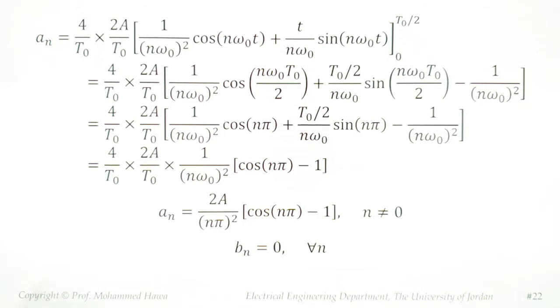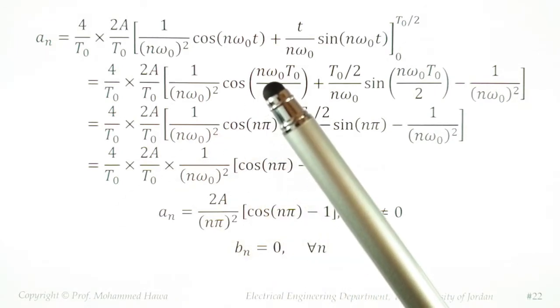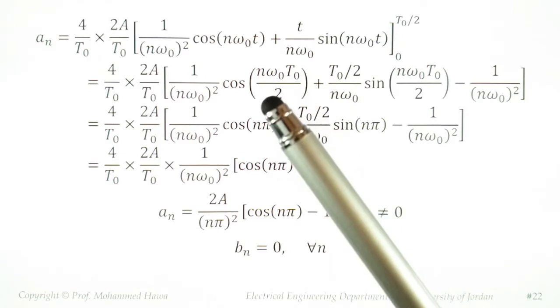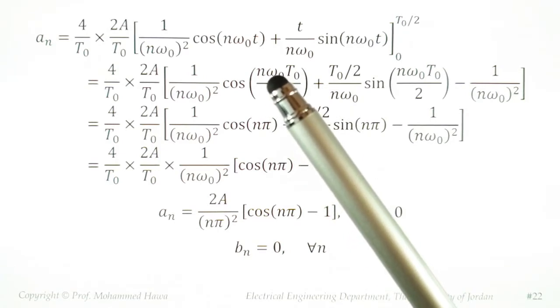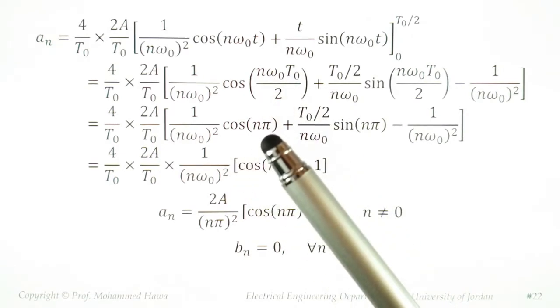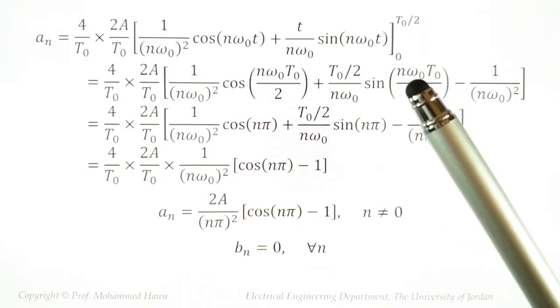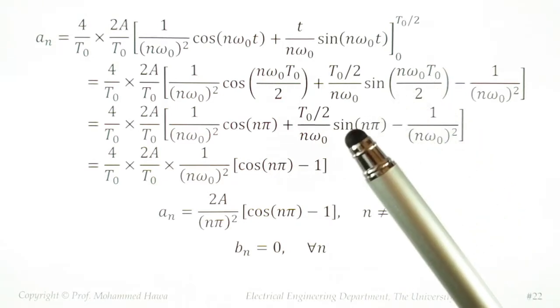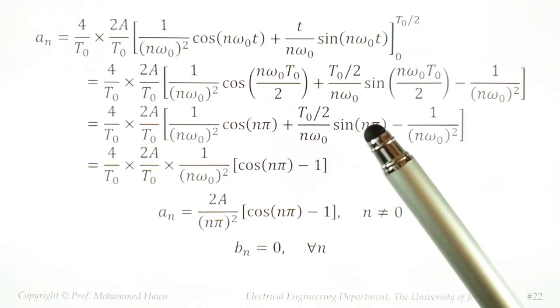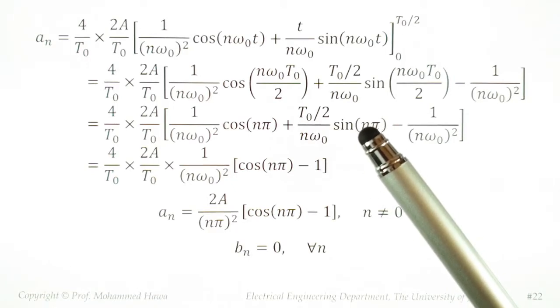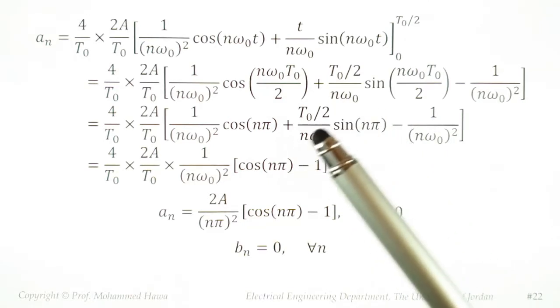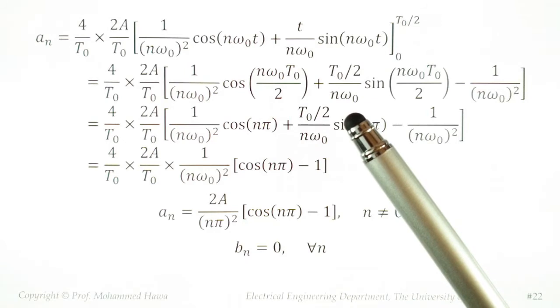To simplify even further, remember that omega naught is 2 pi over t naught. T naught cancels out, the 2 cancels out. You're left with a pi here, so cosine n pi. Same thing for the sine. Substitute omega naught 2 pi over t naught, you get sine n pi. But notice that sine n pi, for n equal 1, you get sine pi. For n equal 2, you get sine 2 pi. For n equal 3, you get sine 3 pi, and so on. And all of those values are zeros. So this term actually disappears because it's always 0.